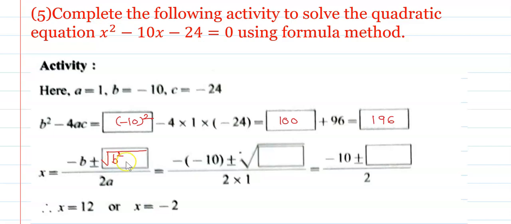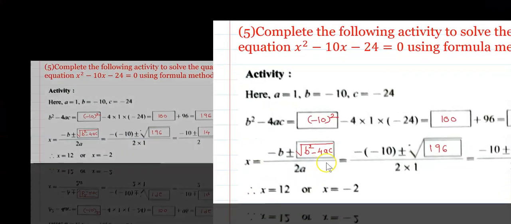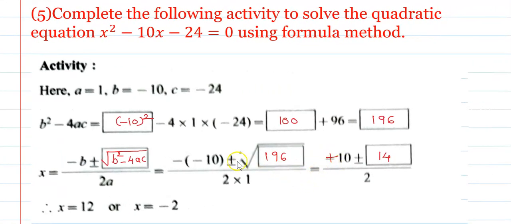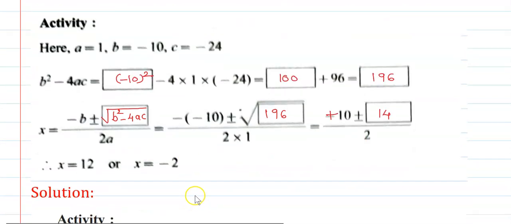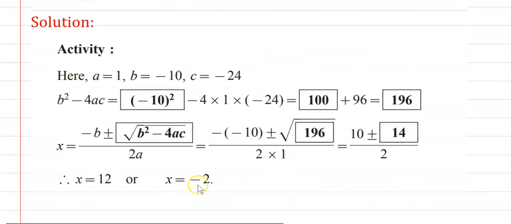X is equal to minus b plus or minus root of b square minus 4ac. Here is b square. Minus in bracket minus 10, that minus and minus will become plus here. Plus or minus root of 196. The square root of 196 is 14. Now take in first case plus 10 plus 14. You will get 24 upon 2, x is equal to 12. Plus 10 minus 14, minus 4 upon 2. You will get x is equal to minus 2. And this is the solution. Minus 10, 100, 196, it's a value.